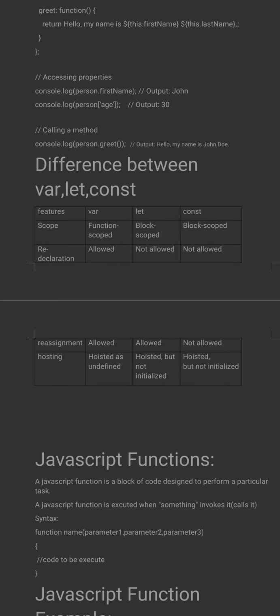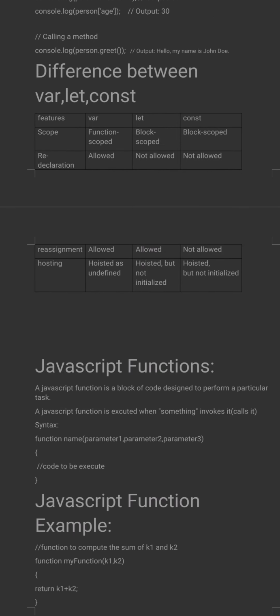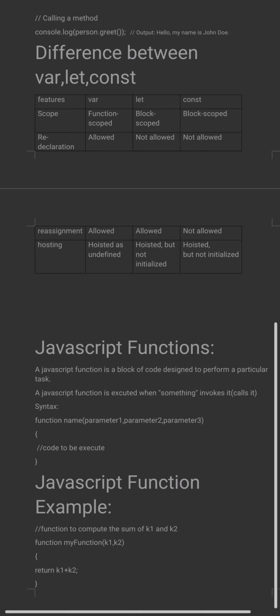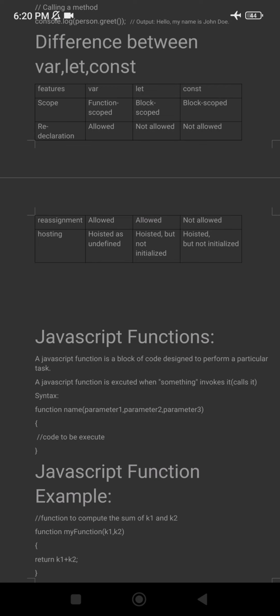We have to know about the difference between var, let, and const. Above I said there is a difference. We can see here scope. For var the scope is function scoped, for let it is block scoped, and for const also it is block scoped. Redeclaration. In var we can redeclare the variable. In let and const we cannot redeclare.